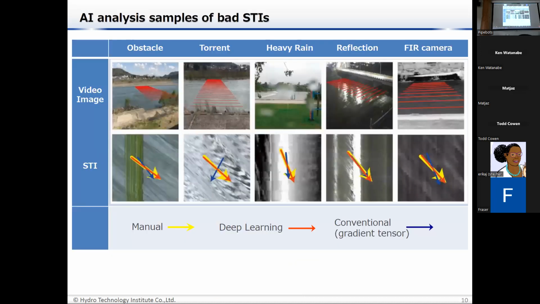This slide illustrates the improvement of the automatic measurement function by deep learning. Top pictures are the video footage and bottom images are STIs made from them. The yellow arrow is the correct answer by manual, and the red arrow is the result obtained by the deep learning. The blue arrow is the result obtained by the conventional method. As you can see, deep learning yields more robust measurements than the conventional one.